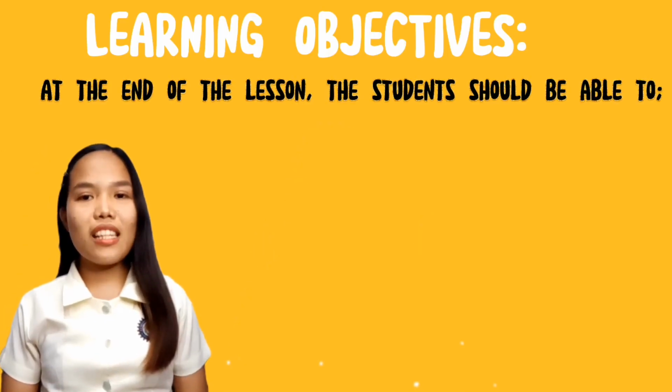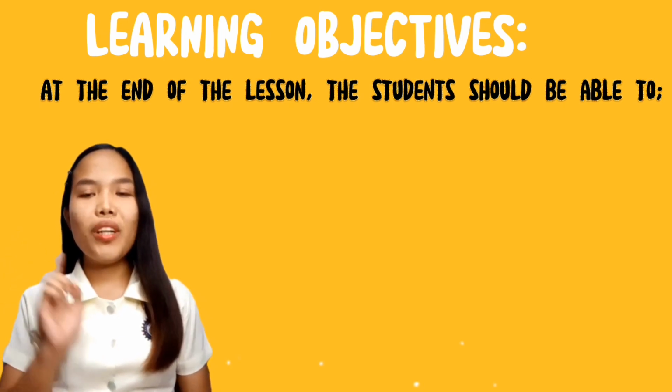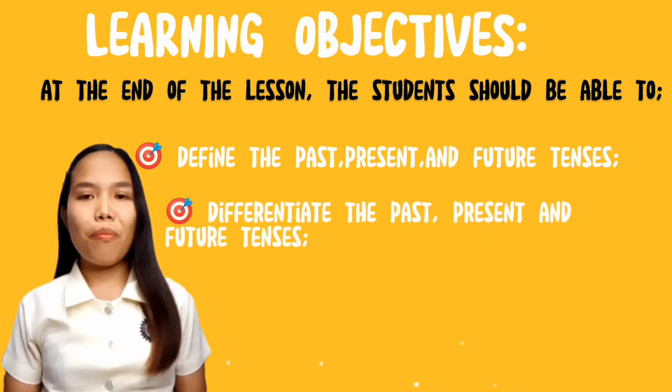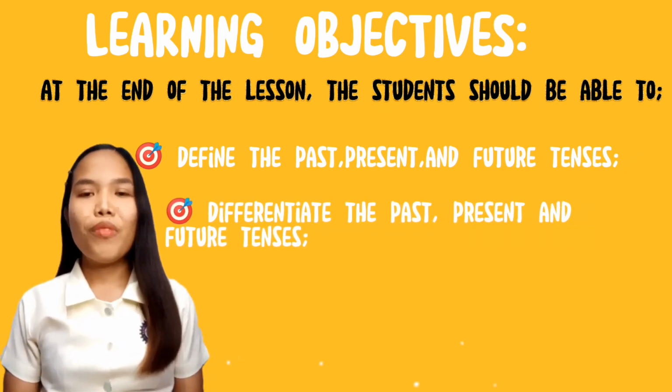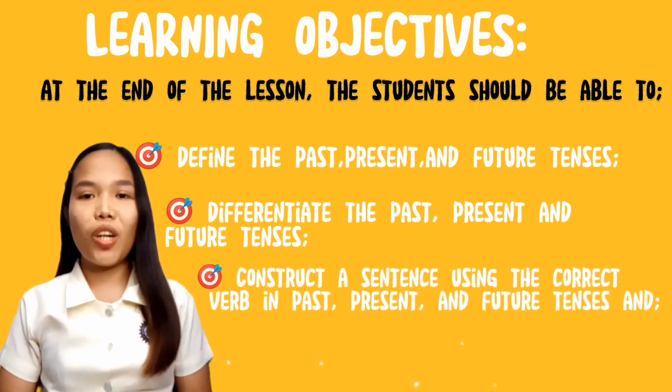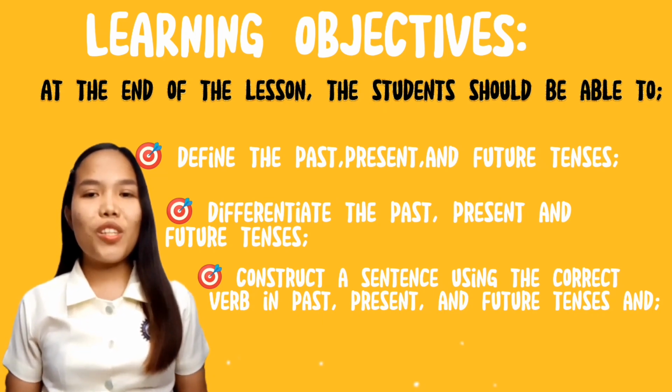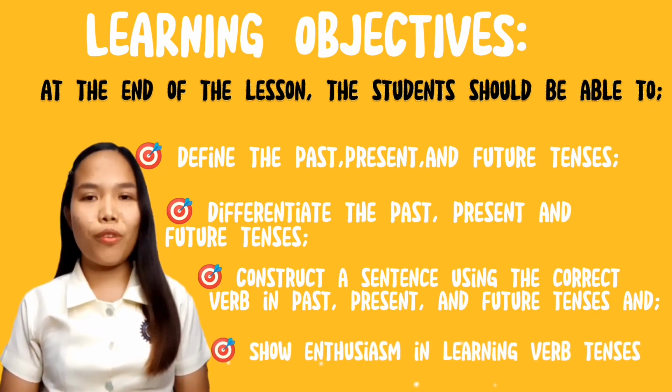At the end of the lesson, you should be able to define the past, present, and future tenses, differentiate the past, present, and future tenses, construct a sentence using the correct verb in past, present, and future tenses, and show enthusiasm in learning verb tenses. So are you ready and excited to learn about verb tenses? I can hear you. Very good. So without further ado, let's start.